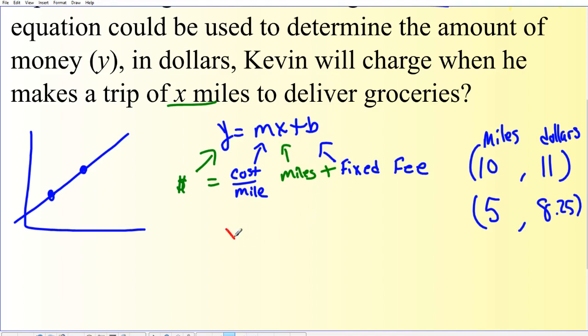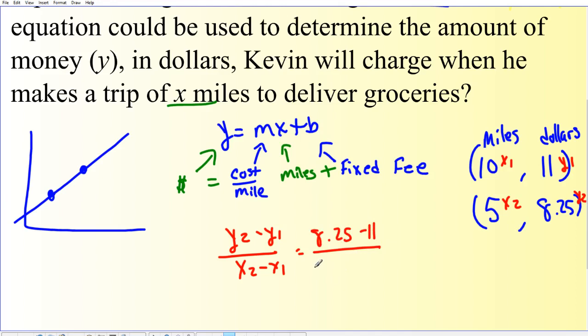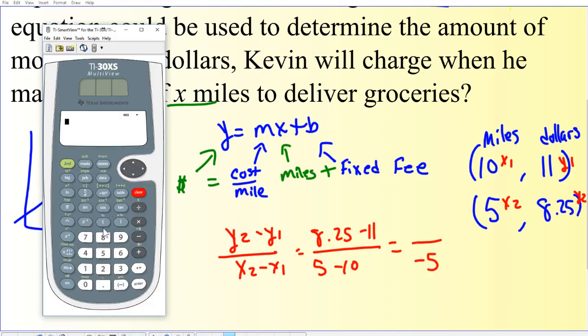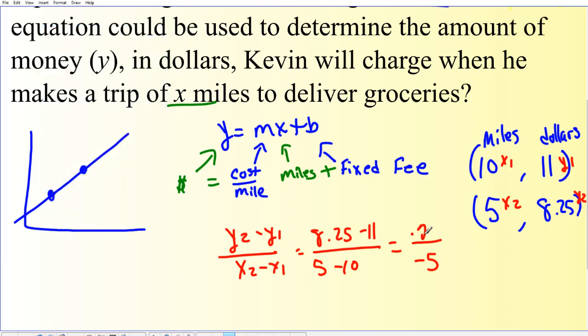Slope. We know slope is y2 minus y1 over x2 minus x1. x1, y1, x2, y2. So I'm going to take $8.25 minus 11 over 5 minus 10. And I subtract, and that gives me a negative 5 down below, and 8.25 minus 11 up top gives me negative 2.75, right? Yes.